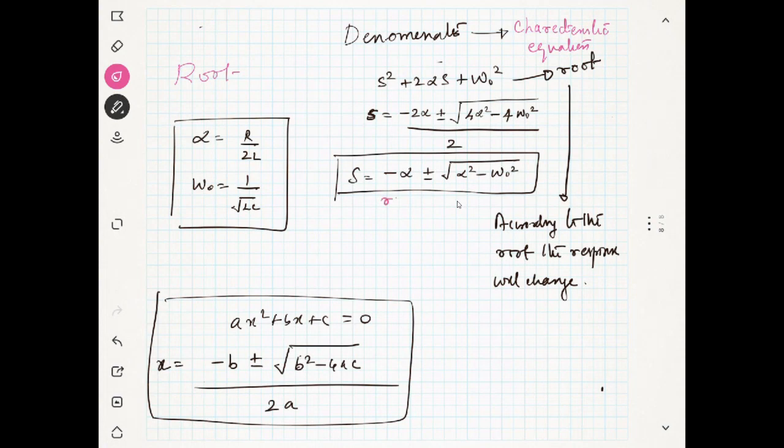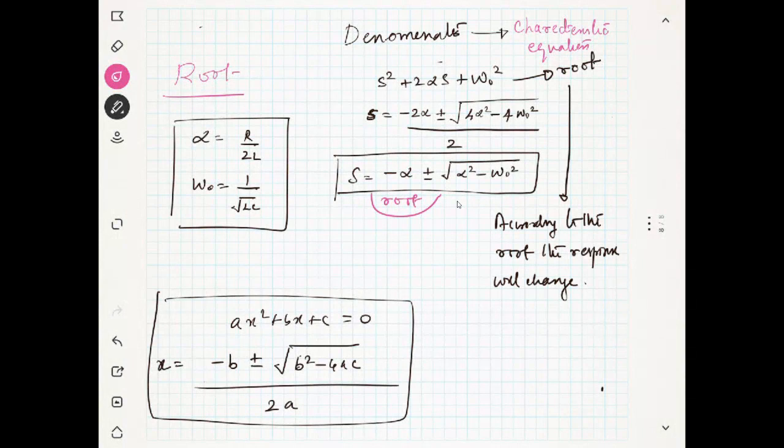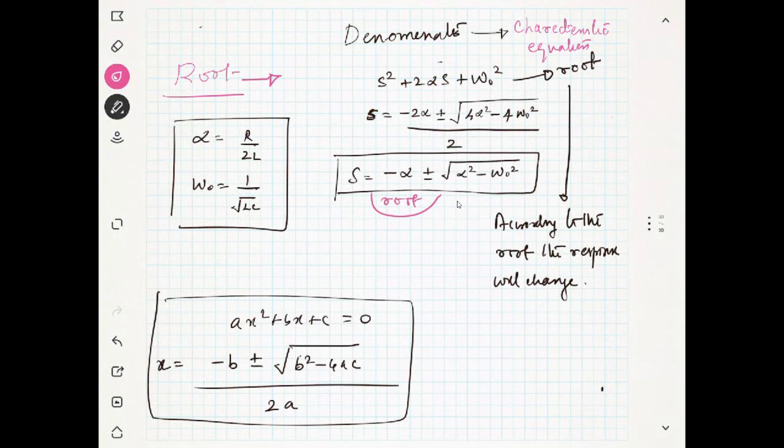You understood? And the root is nothing but this one. So the root will give you the character of the system. The character of the system will depend upon the root of this equation. That's why it is known as the characteristic equation. And the root has another name also, in electrical engineering and also in automatic control. It is known as pole.